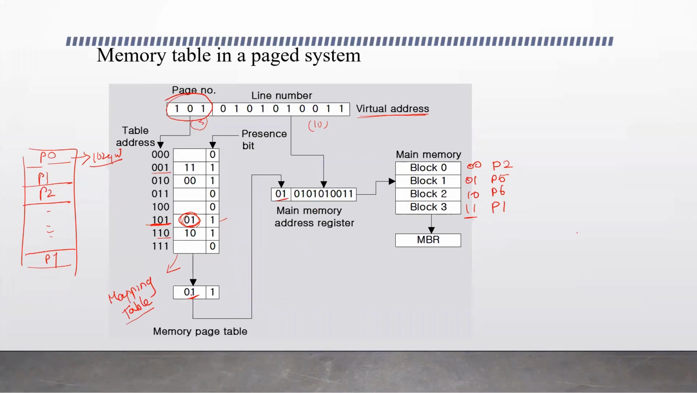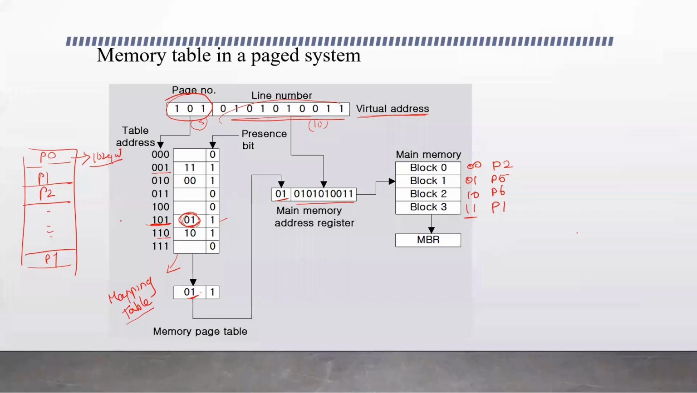So this 01, taken from the mapping table, forms the leftmost 2 bits, and the other 10 bits are the line number taken from the virtual address. As I told you, the line number is the same. If it is in page 101, which is loaded in block 01 of main memory, and the fifth line is to be referred, it is the fifth line in the block also. Using the line number, it can be referred.